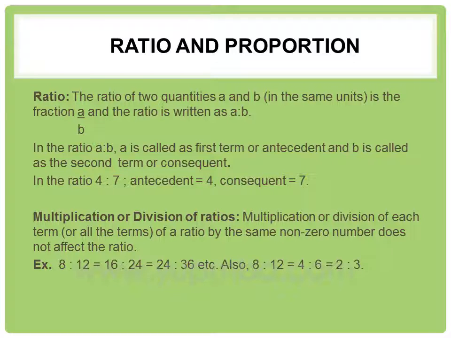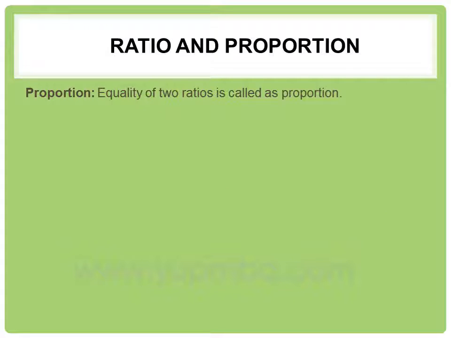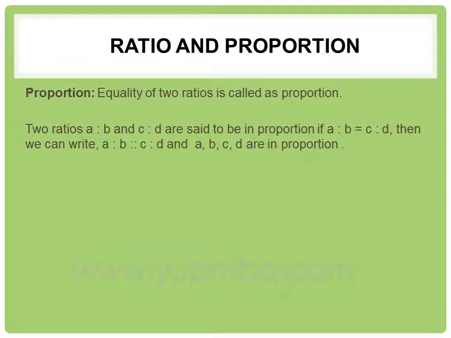is to 3. Proportion. Equality of two ratios is called proportion. Two ratios, A is to B and C is to D, are said to be in proportion. If A is to B is equal to C is to D, then we can write A is to B as C is to D, and A, B, C, D are in proportion.